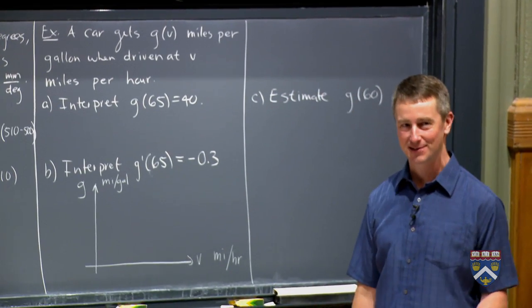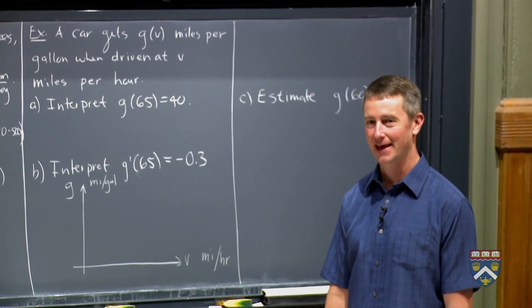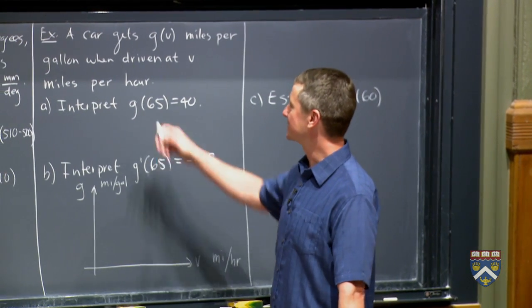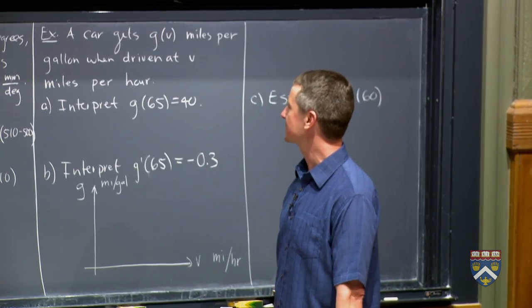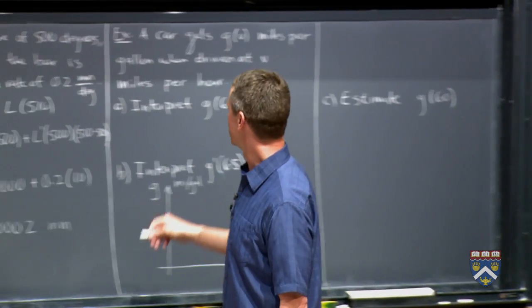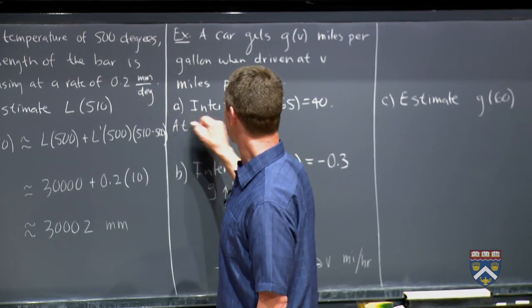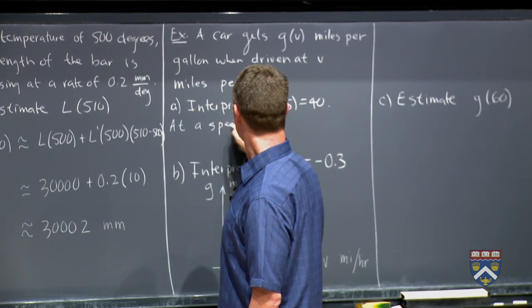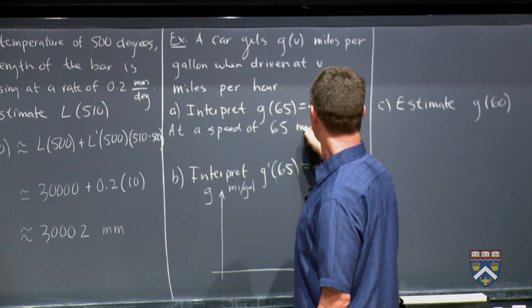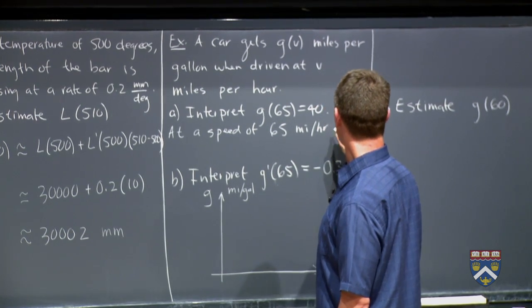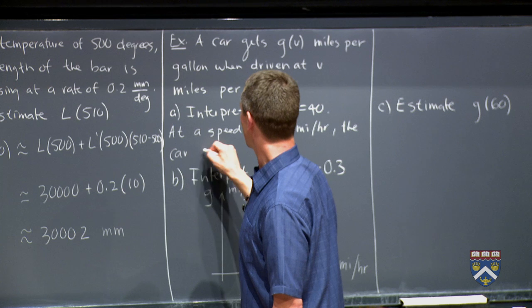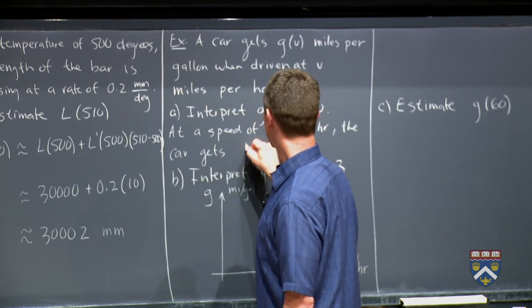Again, this is no calculus here. This is going back to the very first day. What you need to do is get the units right. Is this 65 miles per hour or is this 65 miles per gallon? Well, V is the input and V is miles per hour. So at a speed of 65 miles per hour, what happens? The car gets 40 miles per gallon.